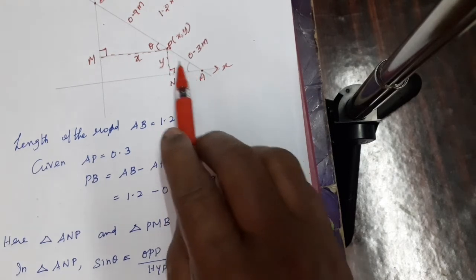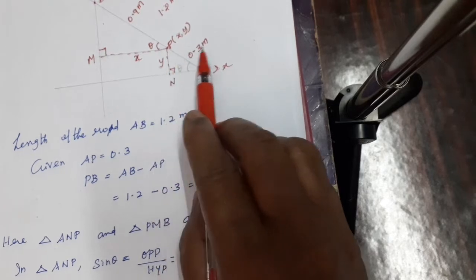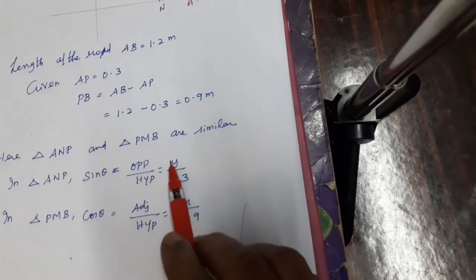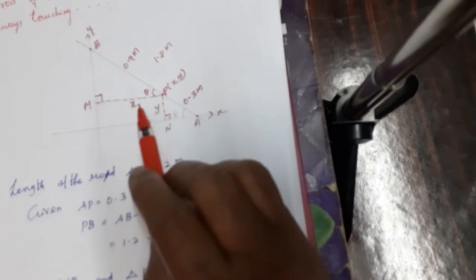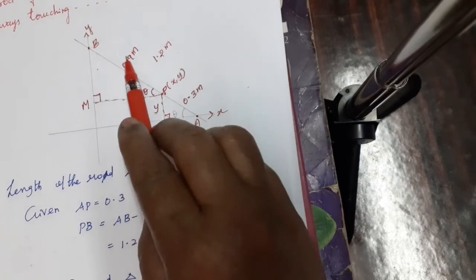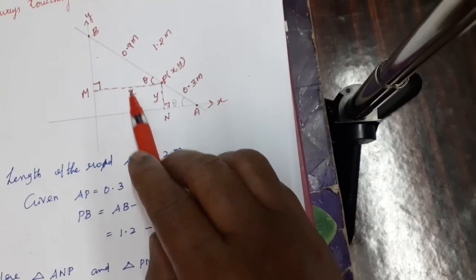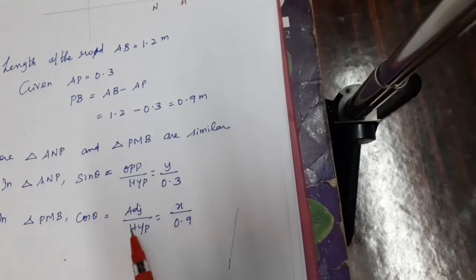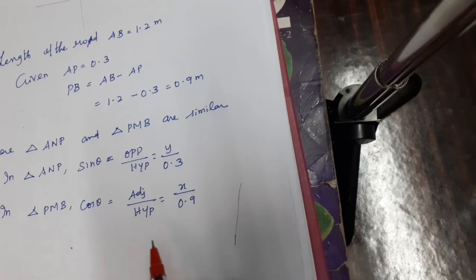By using sin theta, first you find the y value, because in the smaller triangle ANP, opposite side by hypotenuse is sin theta, that is y by 0.3. In the bigger triangle PMB, adjacent side by hypotenuse is cos theta. The adjacent side is x, so it is x by 0.9, which is cos theta.